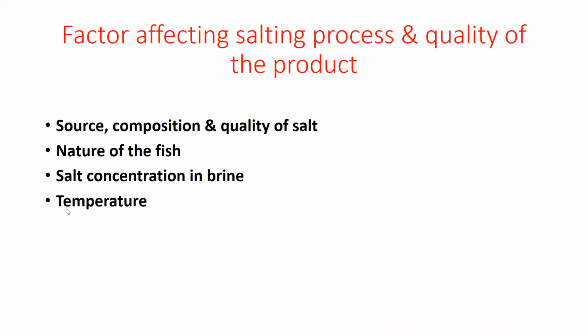These are some of the factors: source, that means the source of salt; composition, that means the composition of salt; and quality of salt. Then the nature of the fish also affects the salting process. Then salt concentration in brine and temperature. So these four factors affect the salting process. We will go one by one.